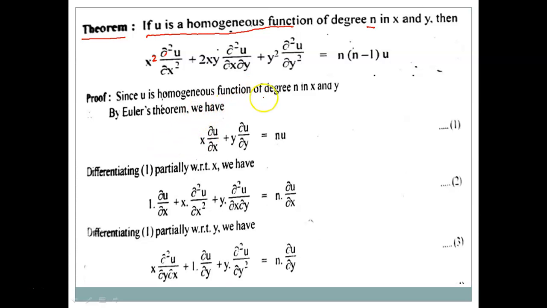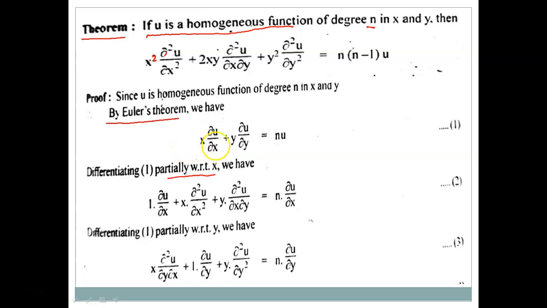So when u is a homogeneous function of degree n, then directly from the Euler's theorem we can write x del u by del x plus y del u over del y is equal to nu. So this is equation 1. Now differentiating this equation 1 partially with respect to x, so here when we are differentiating this whole equation with respect to x partially, what do we get?